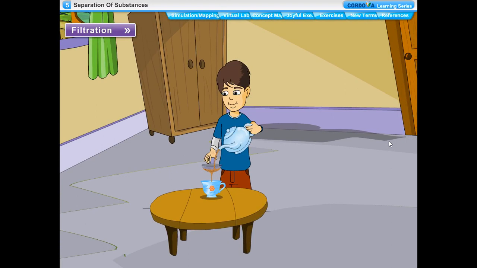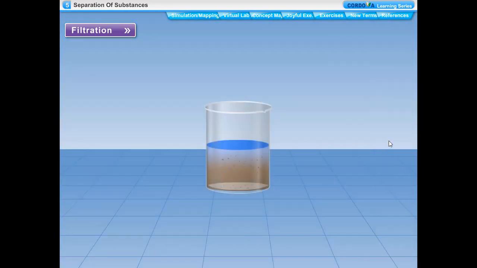The process of separating insoluble substances from a liquid using a filter is called filtration. The tea strainer cannot be used to separate mud from water. The particles of mud are too small and will pass through the holes along with water. For this, we need a fine filter such as a filter paper.